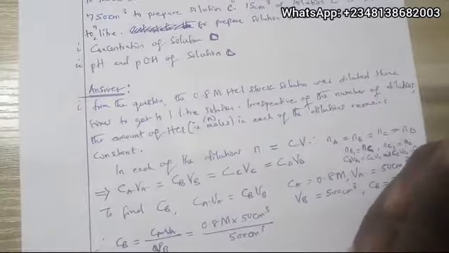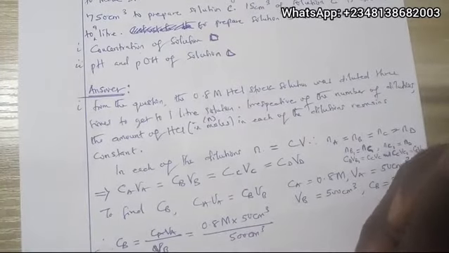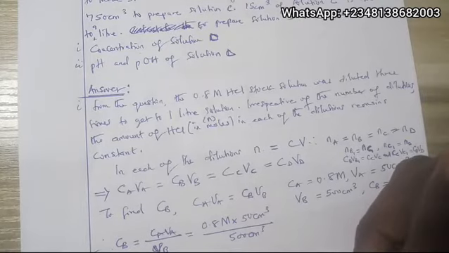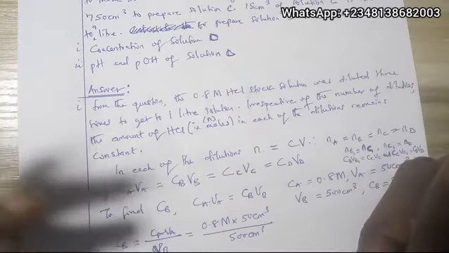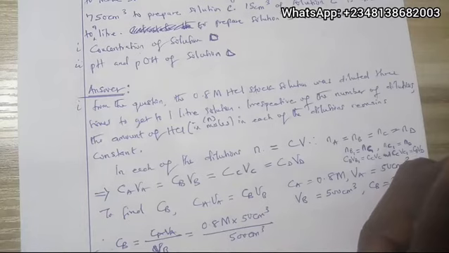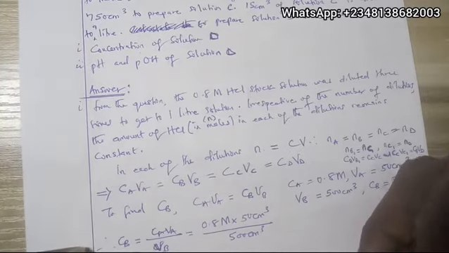All right, let's continue. The answer. Before we can answer this question, I want to point out something. From the question, the 0.8 M, remember this M is the molarity, or mole per dm³, hydrochloric acid stock solution was diluted 3 times to get to a 1 liter solution.